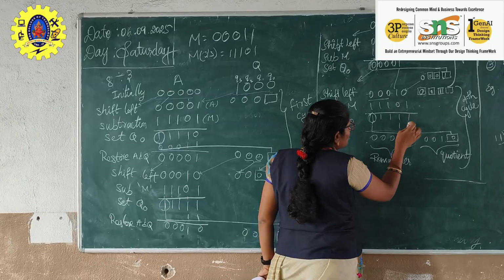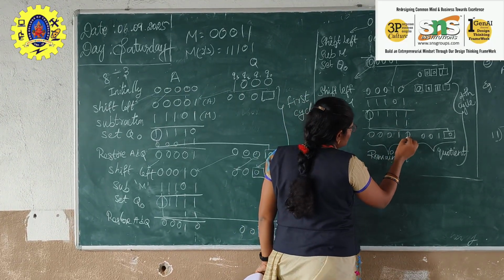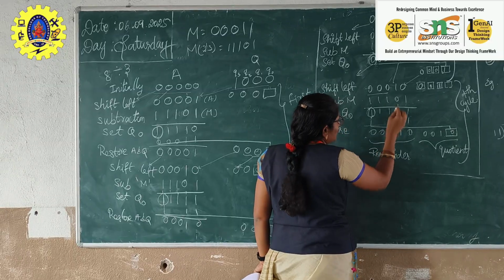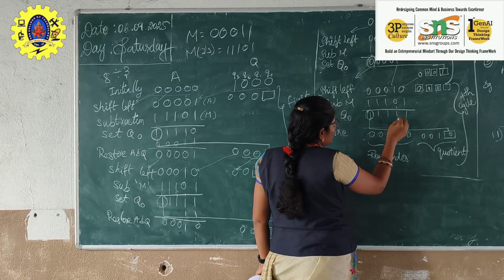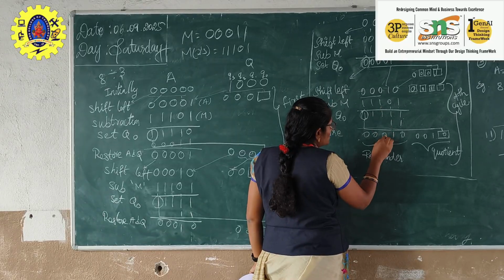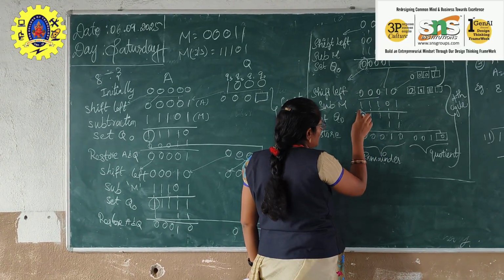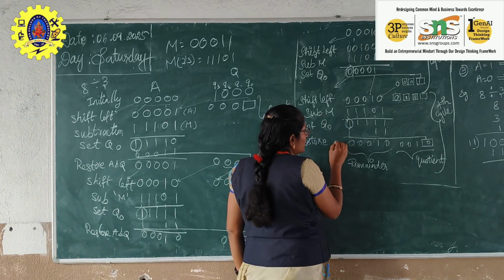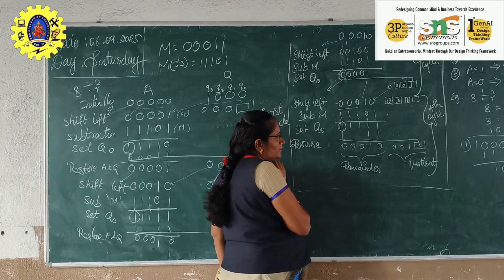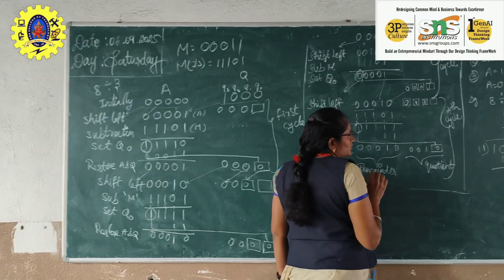Restoring means we have to add the normal 3 value. 1 plus 1 is 0, carry 1, 1 plus 1 is 10, 10 plus 1 is 11, 1, again carry 1, 1 plus 1 is 10, again carry 1, 1 plus 1 is 10, again carry 1, 1 plus 1 is 10, balance 1, we will ignore that. So, this will be done at the fourth cycle.